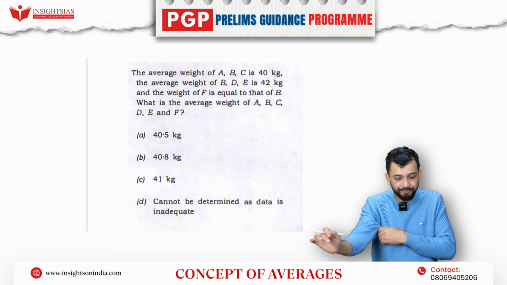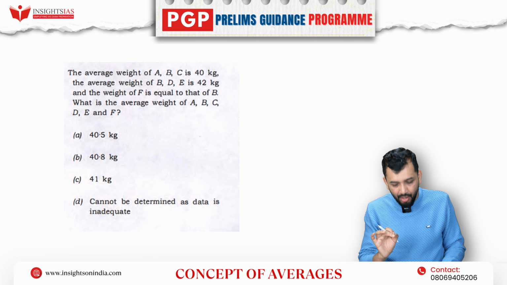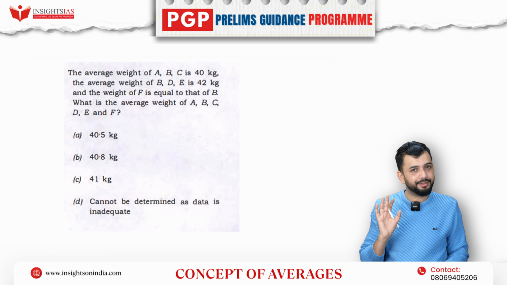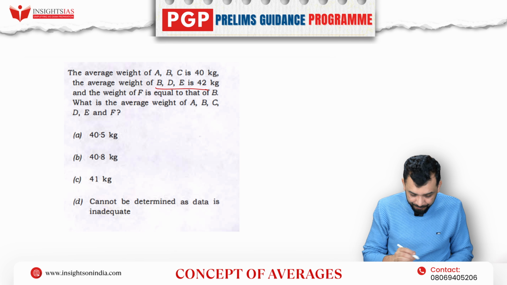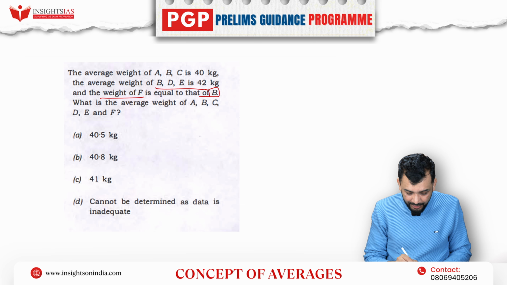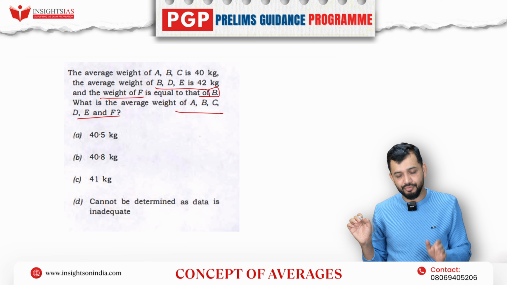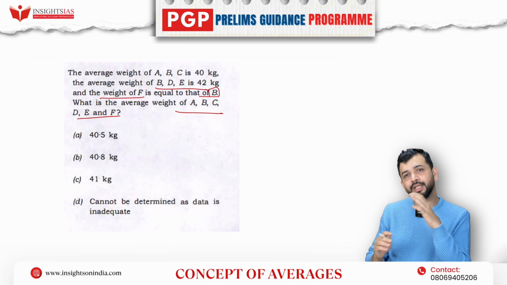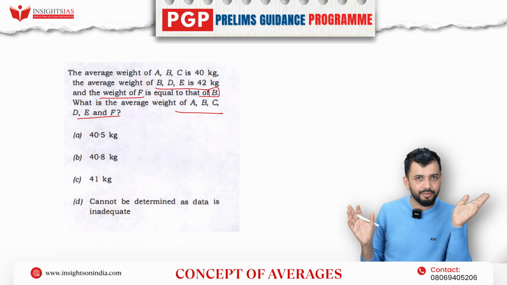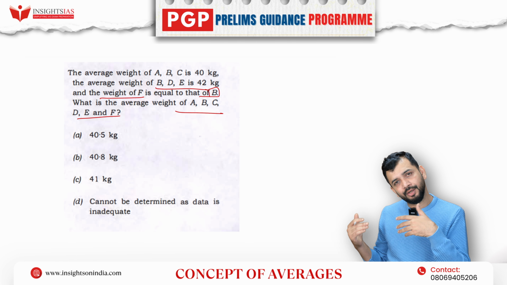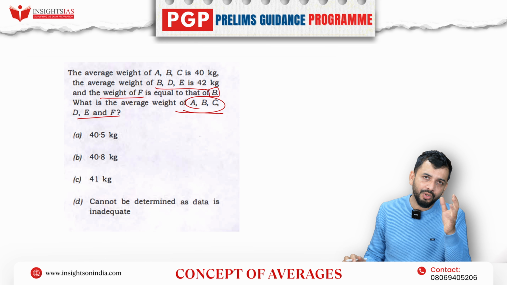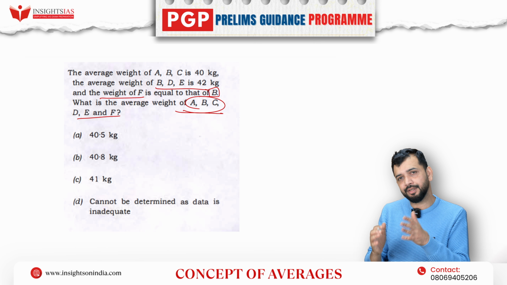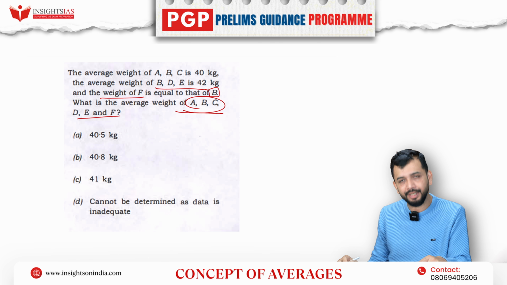Right. First, the average weight of A, B, C is 40 kg. Average weight of B, D, E is 42 kg. Average weight of F is equal to that of B. What is the average weight of A, B, C, D, E, F? Right. So if I want to take the average of all 6, I should know the total of all 6, and then total divided by the total number of people, which here is 6. So the total weight divided by 6 I have to do. Right, now how do I find the total?